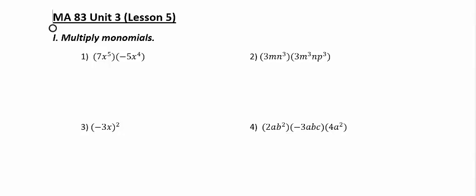Math 83, Unit 3, Lesson 5. We're going to multiply monomials. We're going to multiply 7 times negative 5 and get negative 35. And then we're going to add the exponents on x. 5 plus 4 is 9.